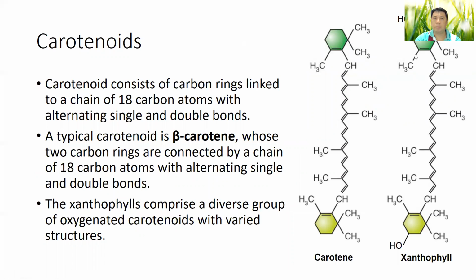Carotenoids consist of carbon rings and a chain of 18 carbon atoms here. Examples of carotenoids are carotene and xanthophyll. The difference between carotene and xanthophyll is the presence of a hydroxyl group at the bottom here.